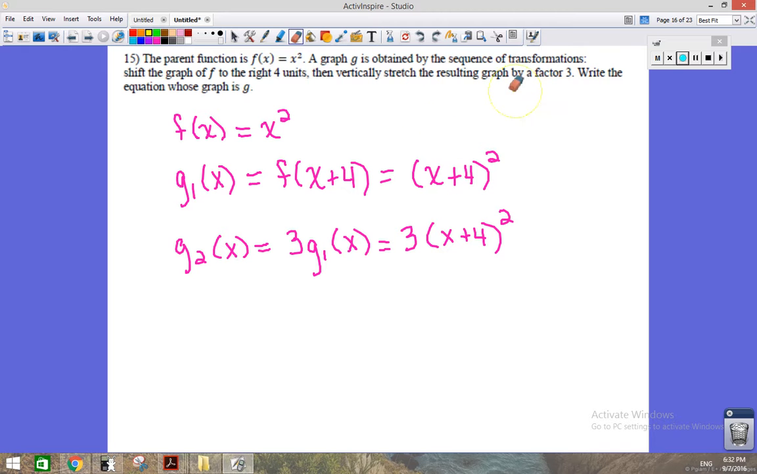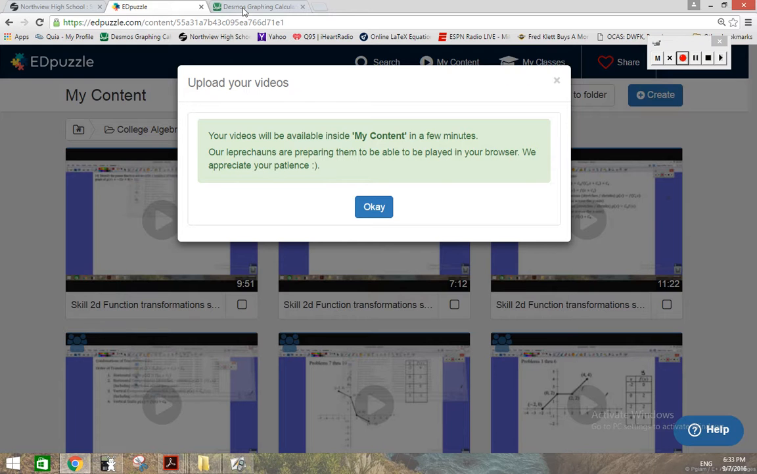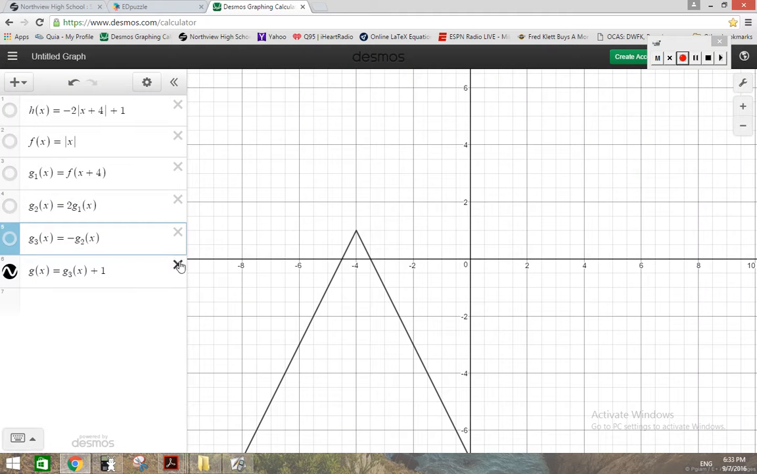We just had 2 transformations in our sequence. So I'm going to come back and just call that my final answer, G. I could have left it as G2. So this G of x is equal to 3 times x plus 4 quantity squared. Let's go to the Desmos graphing calculator to illustrate that we do have the correct answer, or that it does seem reasonable.